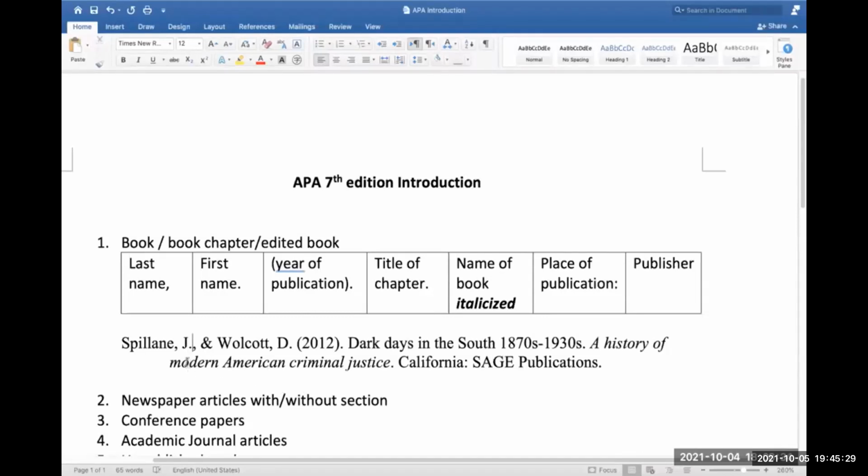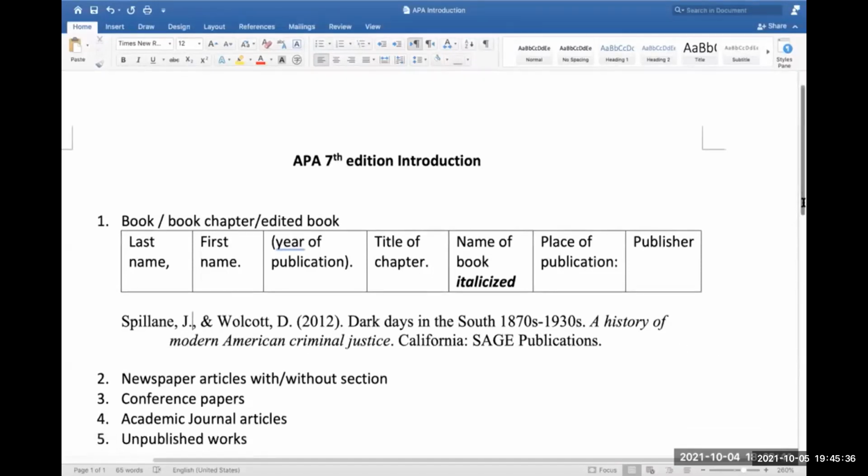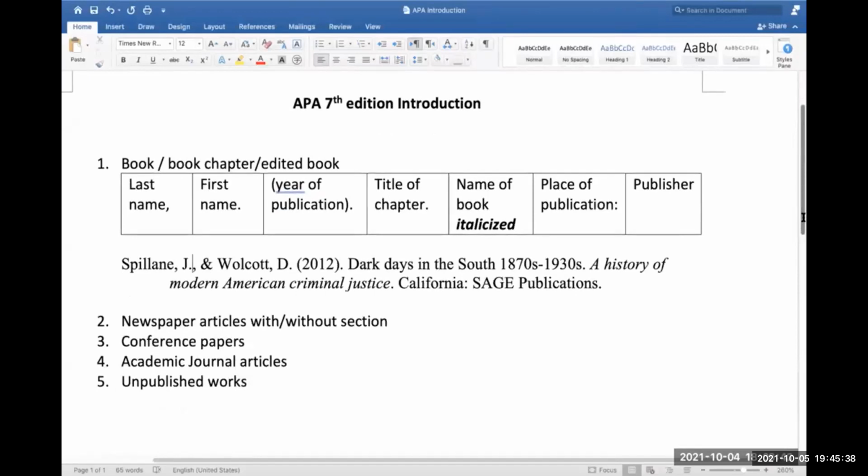All right, so I should have put a full stop here, then a comma, okay? Right here. All right, so this is a book. This is an example of a book chapter. Everybody understands? Yes, sir.